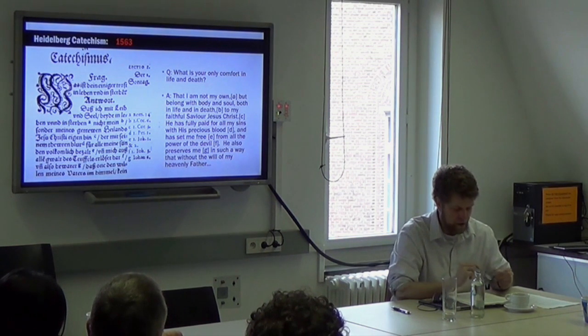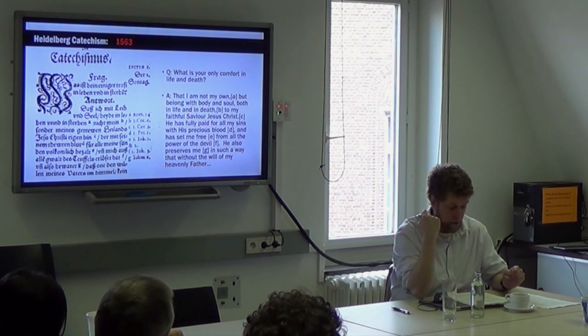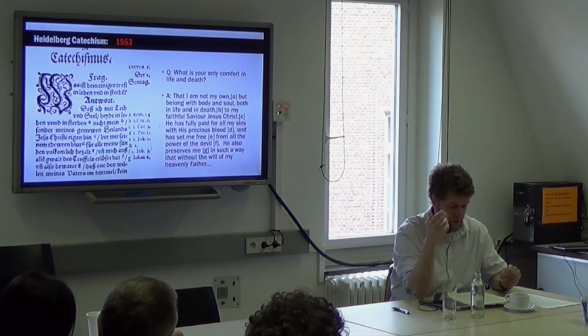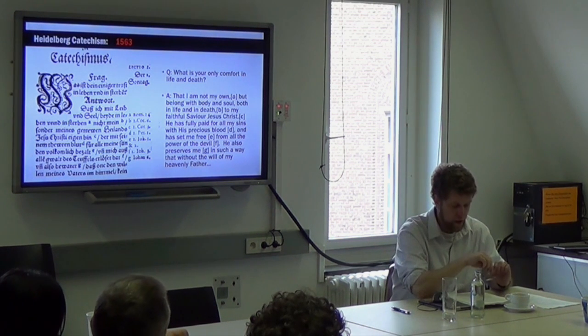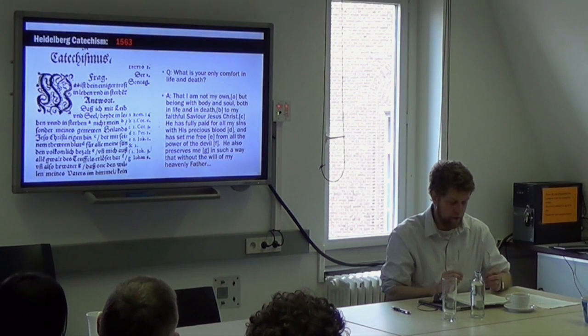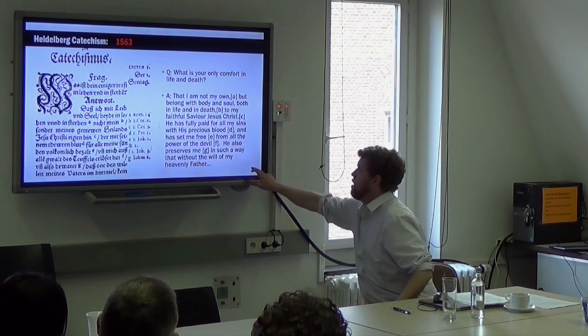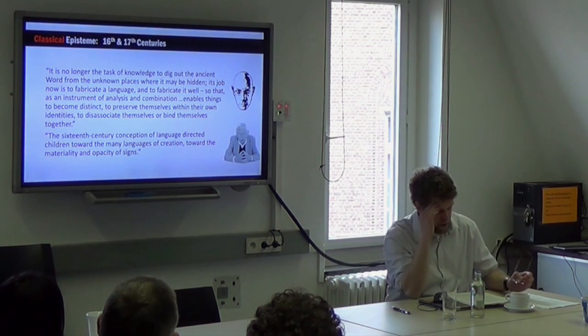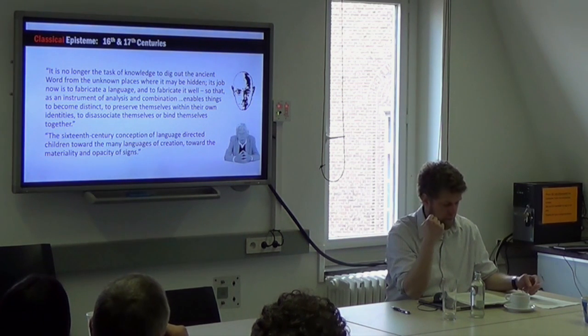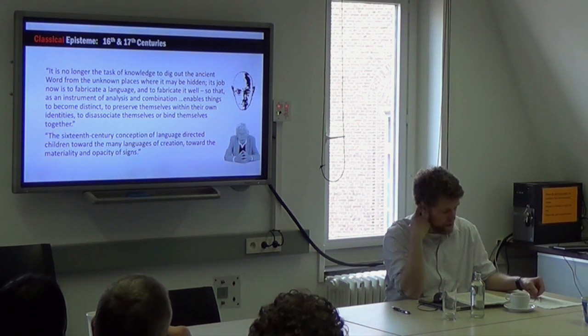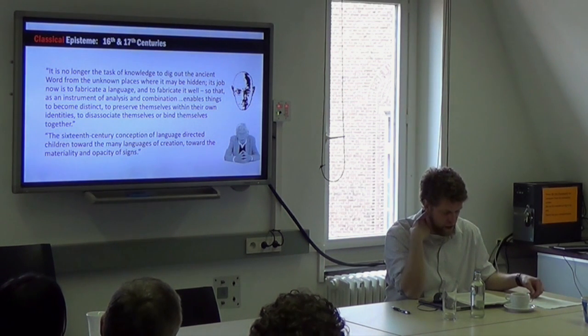In moving from the 16th to the 17th centuries, we leave the wars in the wake of the Reformation behind, or at least start to. We enter the Age of Descartes and the beginning of Michel Foucault's classical age. As Foucault himself explains, this is an era in which knowledge is configured quite differently than in previous decades and centuries. So Foucault says, from The Order of Things, it is no longer the task of knowledge to dig out the ancient word from the unknown places where it may be hidden.